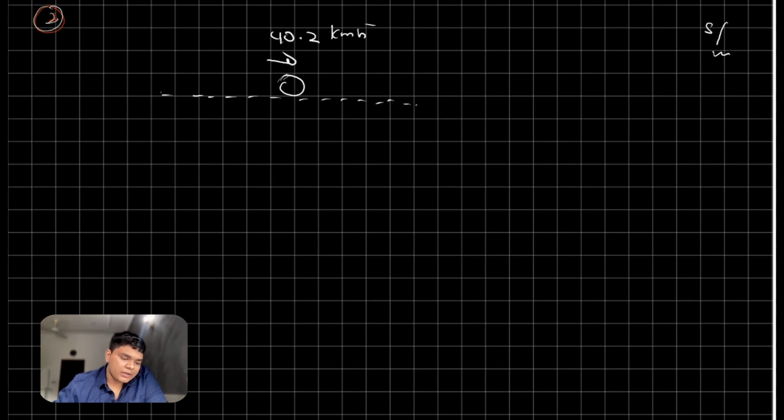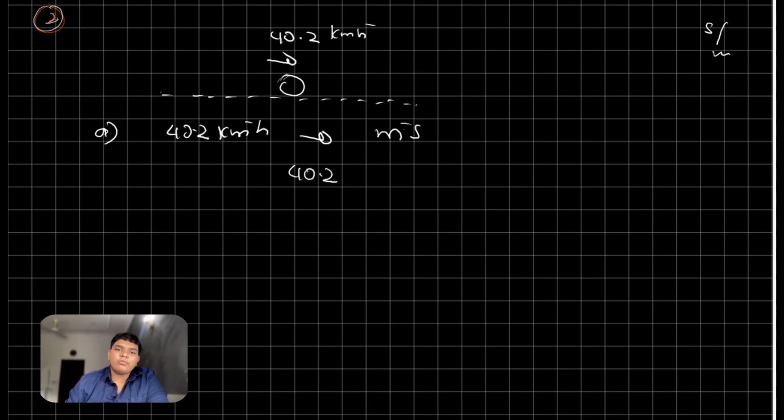A driver in a car is traveling at about 40.2 kilometers per hour, sees a cat run onto the road ahead. So a part of this question is to convert it from kilometers per hour into meters per second. How do we do that? Immediately it's a matter of converting the units, right?